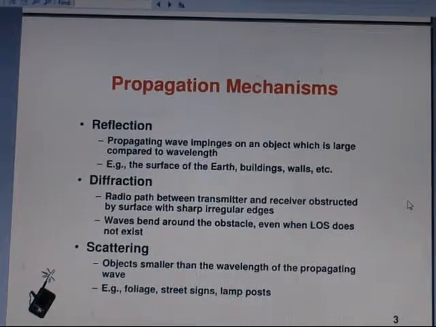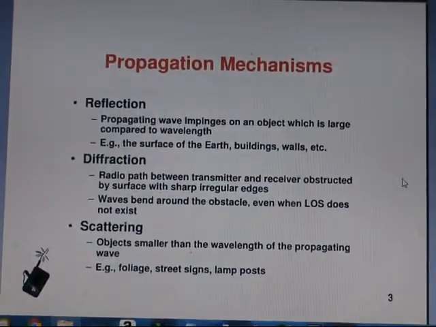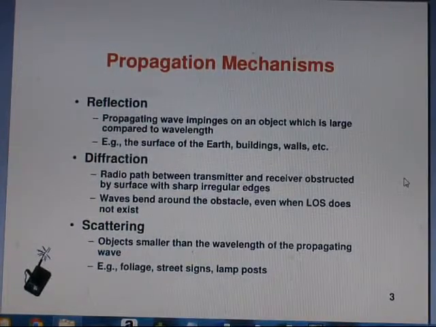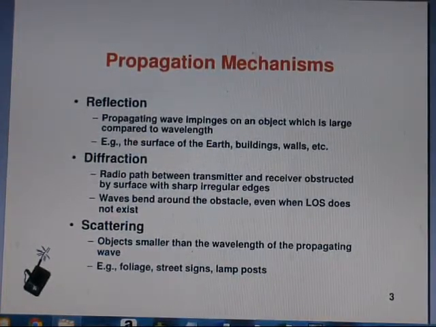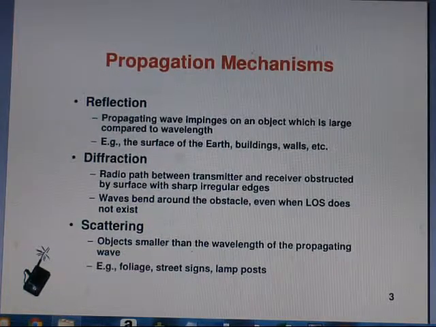Now we'll study radio wave propagation. Reflection means that propagating waves impinge on an object which is large compared to the wavelength. When those objects are very large, the waves will be reflected.